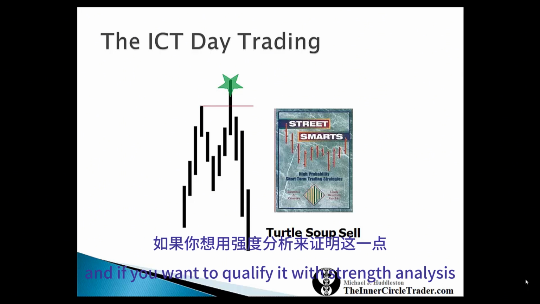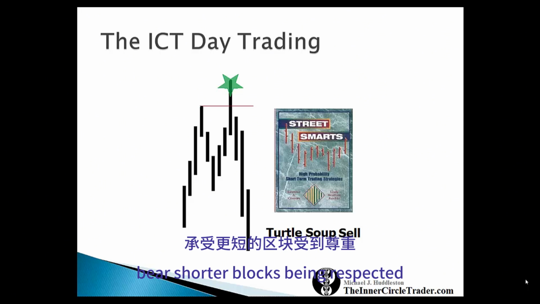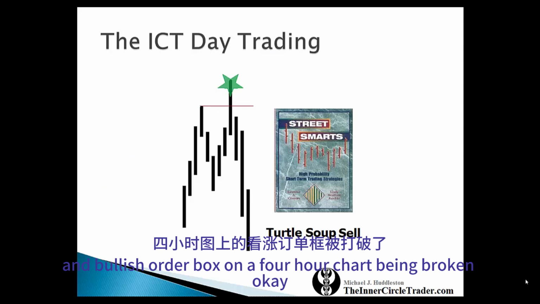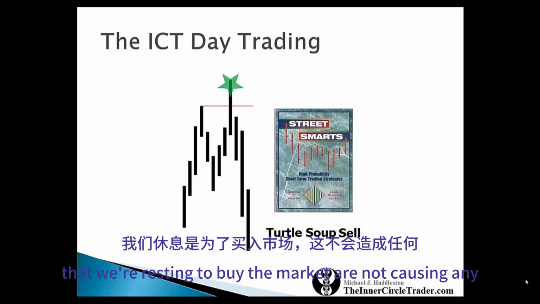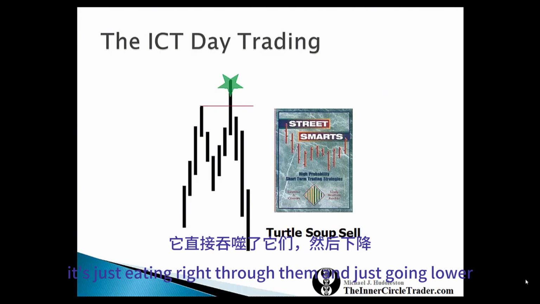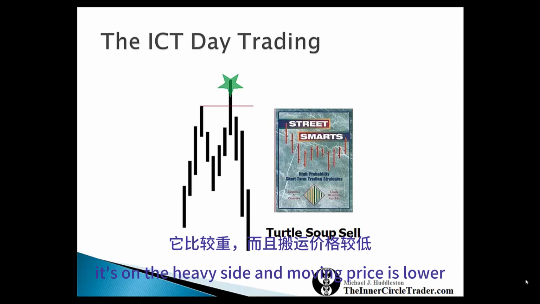And if you want to qualify it with strength analysis, go into a 4-hour chart and see the same thing occurring. Bearish order blocks being respected and bullish order blocks on a 4-hour chart being broken. It means any orders that were resting to buy the market are not causing any rally in the marketplace. It's just eating right through them and just going lower. And that just tells you where the institutional hand is. It's on the heavy side.